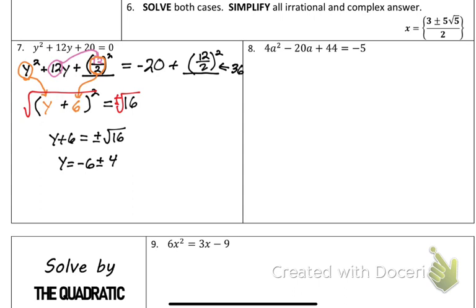Now, we should simplify this. This is really two equations. This is y equals negative 6 plus 4. It is also y equals negative 6 minus 4. Well, negative 6 plus 4 is y equals negative 2. That's one answer. And for the other one, y equals negative 10.